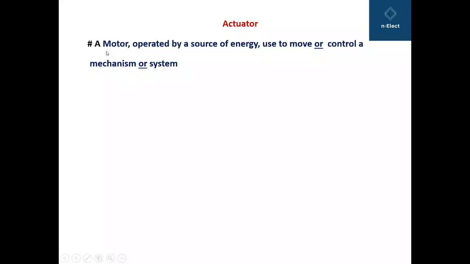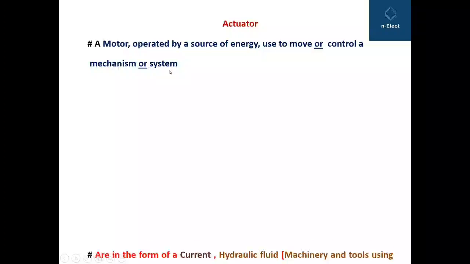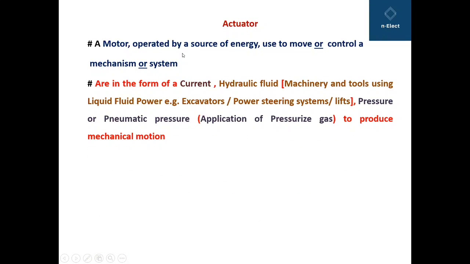Actuator is basically a motor operated by a source of energy which is used to move or control the mechanism of the system. Though you may find this definition complex, it will be clear when we will discuss the topic step by step.